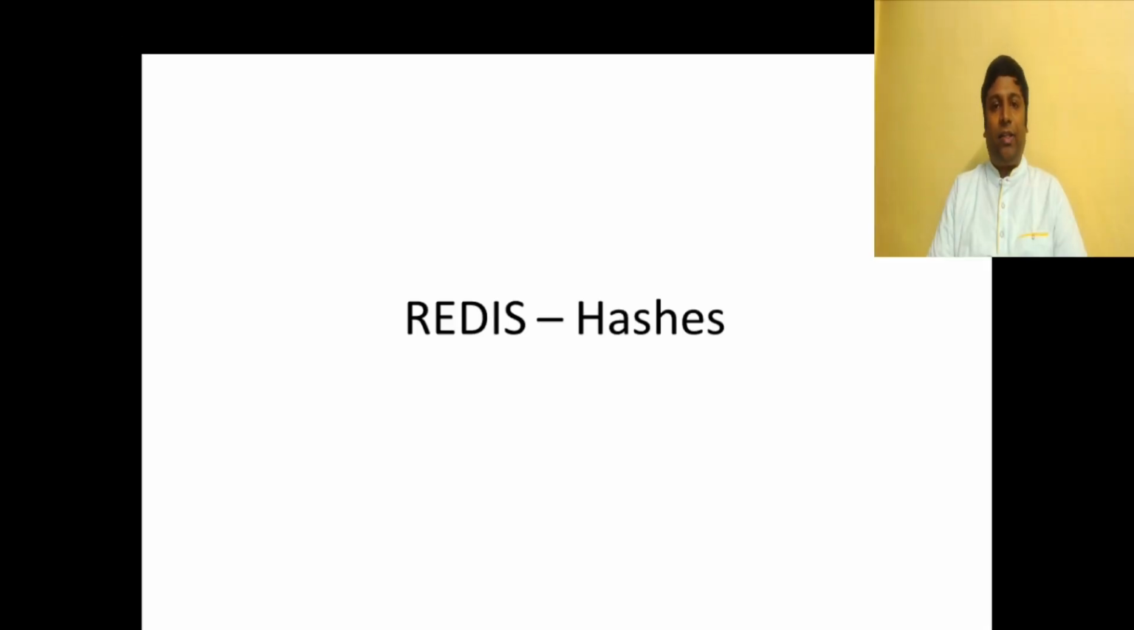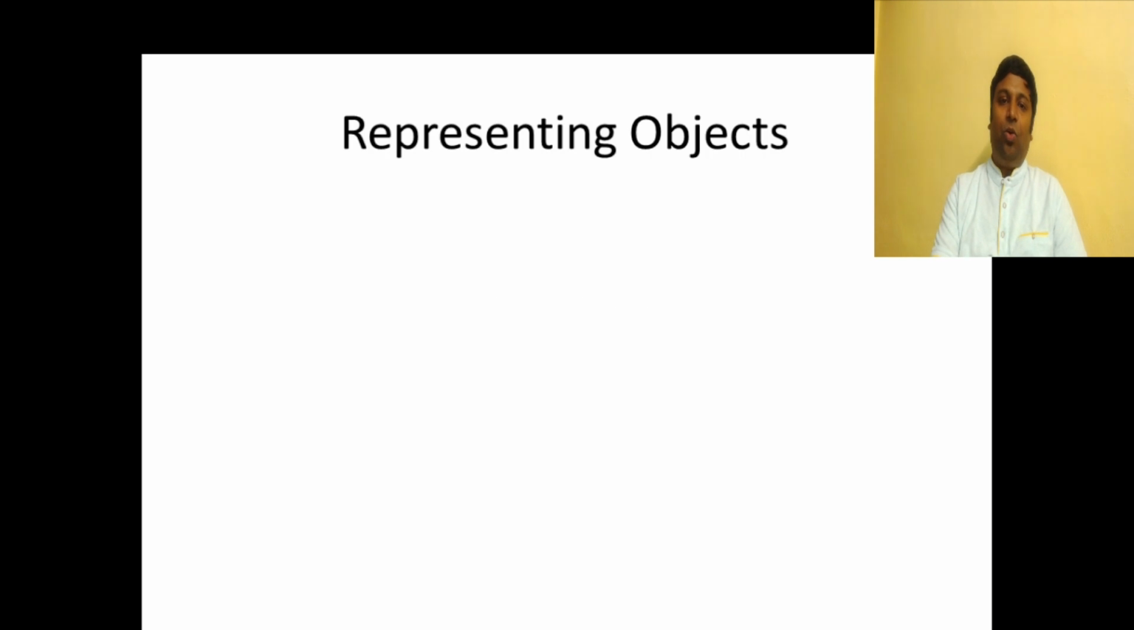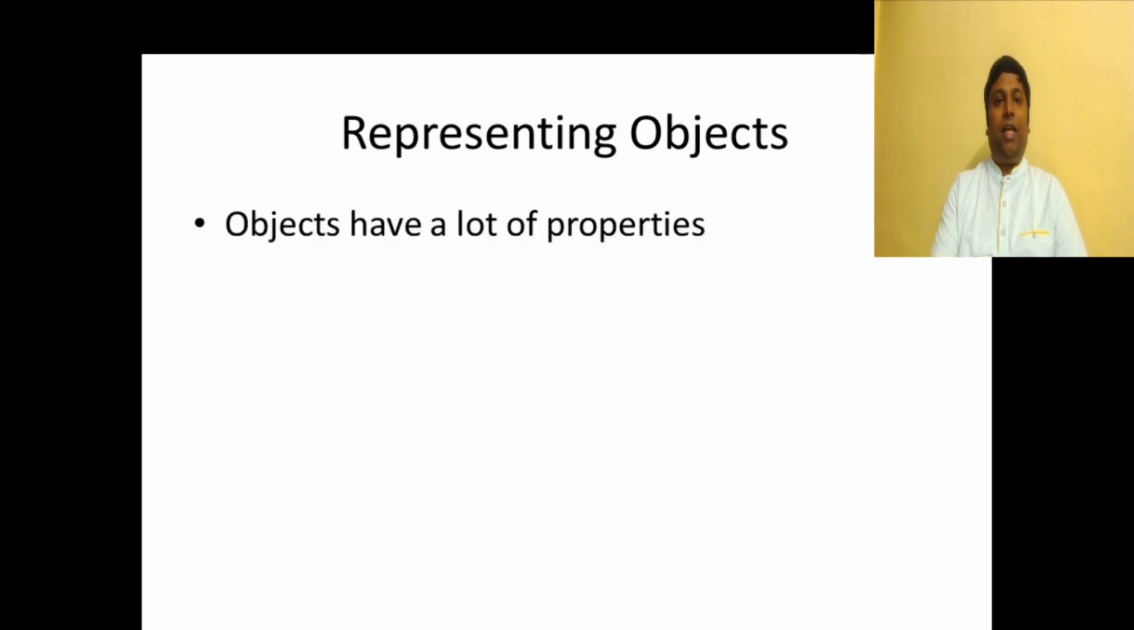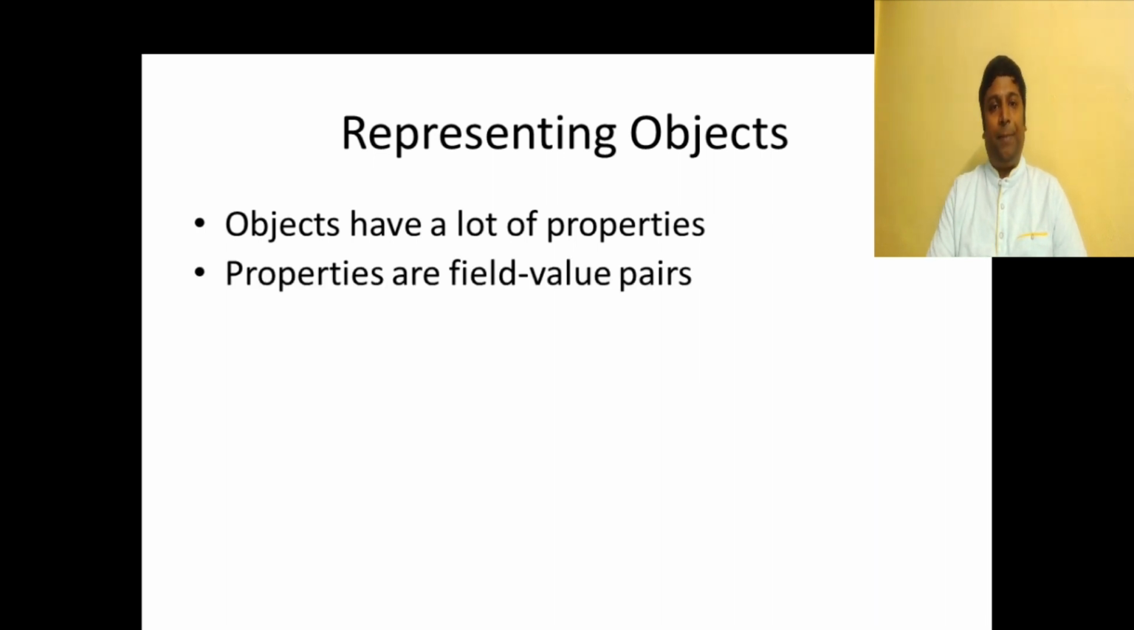We'll now move on to the next data structure in Redis called hashes. Even before looking at hashes, let us take a look at representing objects. We all know what an object is from object-oriented programming concepts. Objects have a lot of properties. So what are these properties? Properties are nothing but field value pairs.